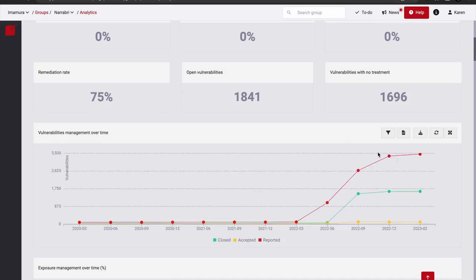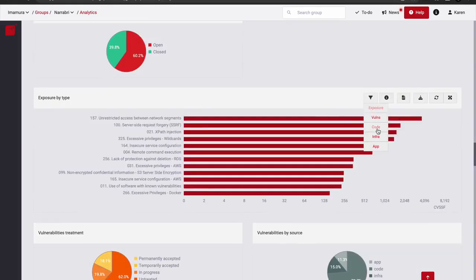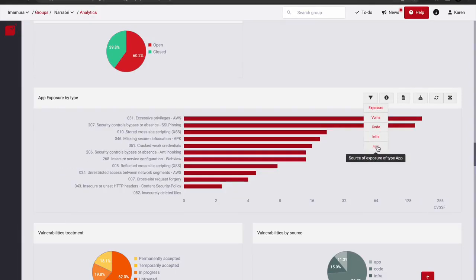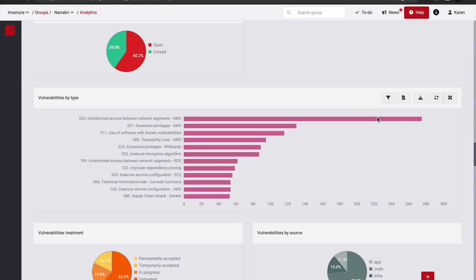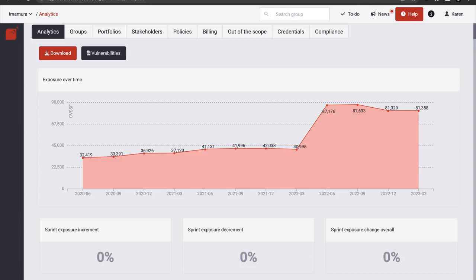It also lets you choose to see only the information of the last 30 or 90 days. You can also look at the open risk exposure by type of vulnerability in code, infrastructure, or application only. Or even see the top types of vulnerabilities with more particular cases reported in the system. These are most of the analytics we have for you on our platform. Visit our documentation to learn about all the charts and figures.